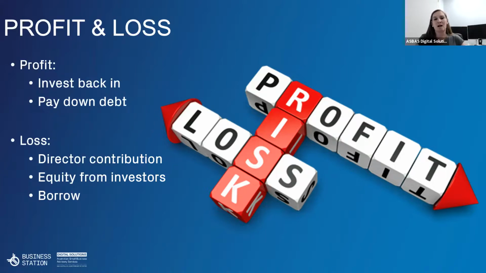If your forecast shows a loss, then you'll possibly have to input your own money. So there might need to be some owner or director contributions. You might need to seek equity from investors, or you might have to borrow to fill gaps. So you might have to speak to your bank about a loan or even an overdraft. An overdraft is a really common solution to seasonal cash flow issues or even debtor cash flow issues. So an overdraft is very common, and you'll quickly identify from a cash flow forecast if that is going to be needed.